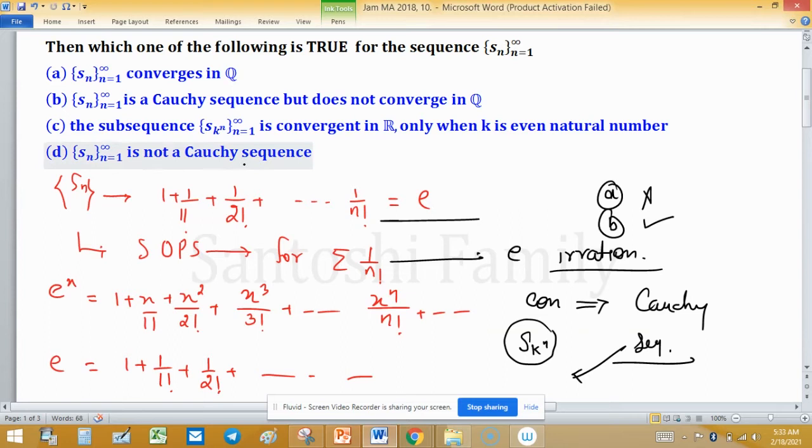Sn is not a Cauchy sequence, because Sn is a convergent sequence and every convergent sequence is Cauchy. So option D is discarded because of the word not. So only option B is true here.